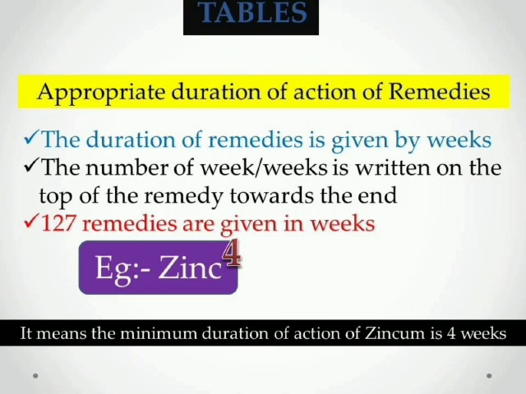Tables. Appropriate duration of action of remedies. The duration of remedies is given by weeks. The number of week or weeks is written on the top of the remedy towards the end. 127 remedies are given in weeks. Example, Zinc 4. It means the minimum duration of action of Zincum is 4 weeks.